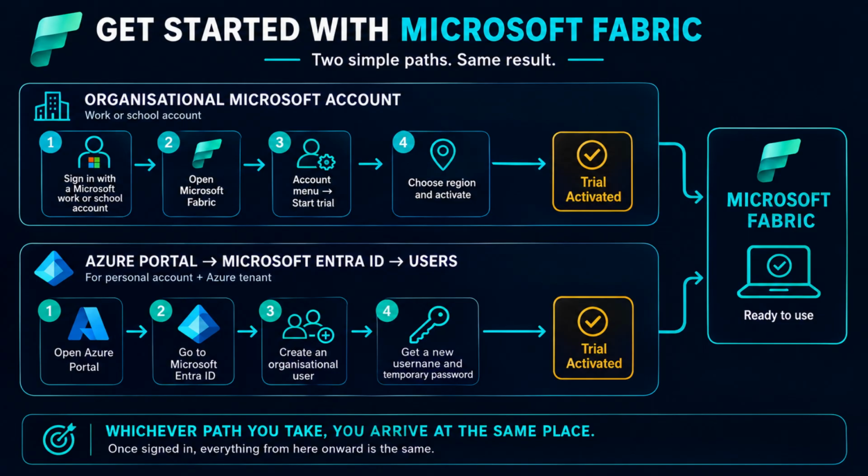If you only have a personal account but already have access to an Azure tenant, there's another option. Inside Microsoft Entra ID, I can create an organizational user. That gives me a new username and a temporary password. Then I can sign into Fabric using that account and activate the trial in exactly the same way. Whichever path you use, we eventually arrive at the same place. And from here onward, everything is the same.